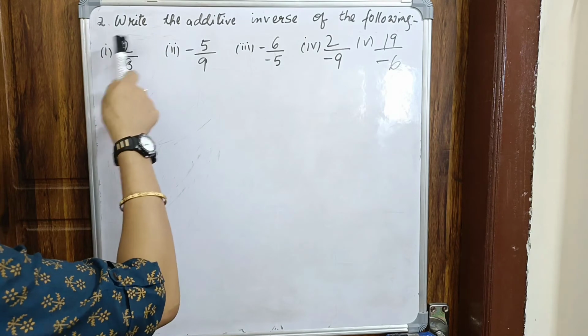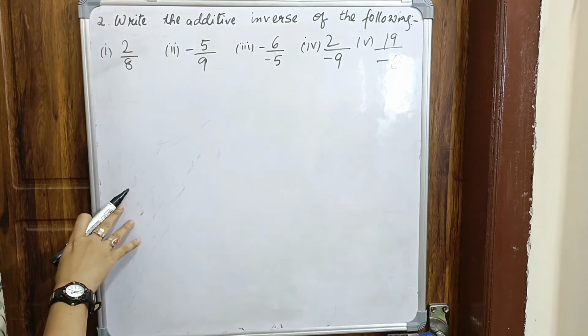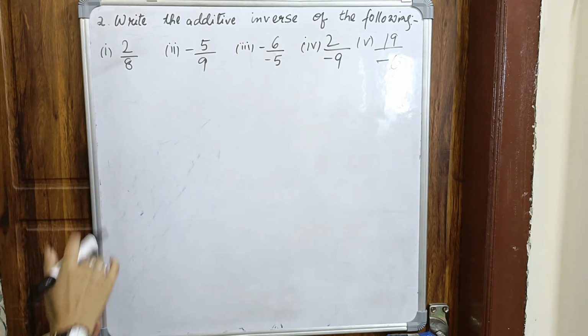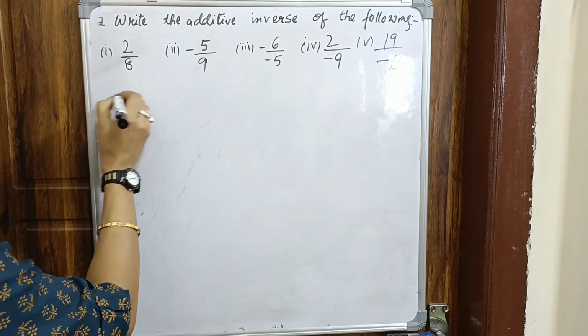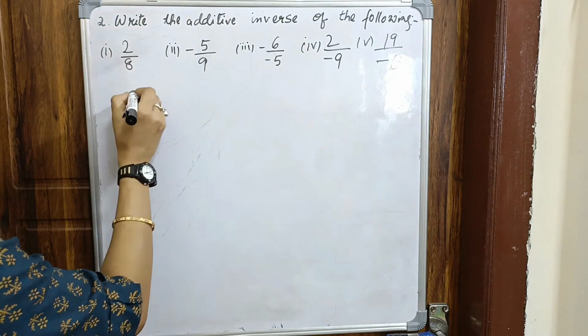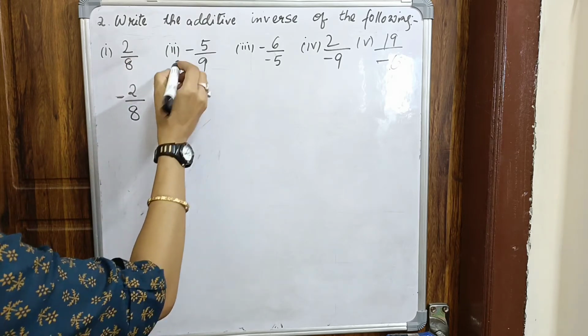The second question is write the additive inverse of the following. In my video on integers, I have explained the additive inverse, so please watch my video on integers. So 2 by 8 is, it's very simple. We'll write just the opposite of this. 2 by 8 will be minus 2 by 8. It is the additive inverse.